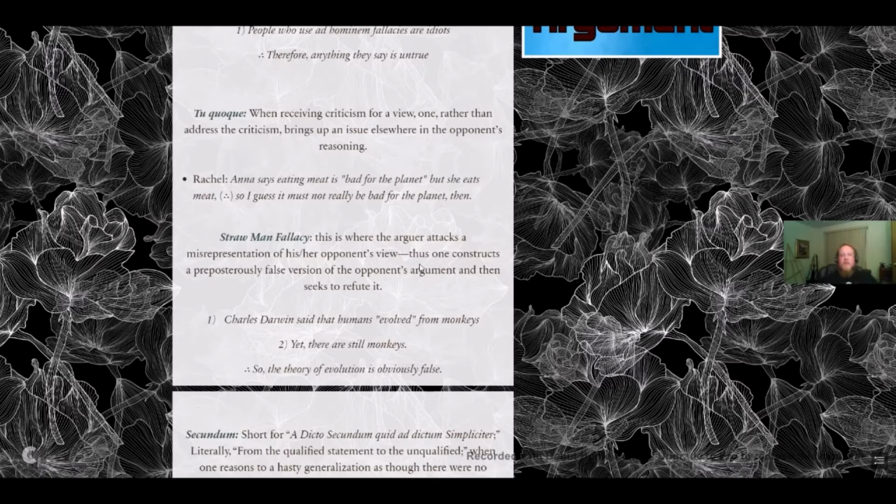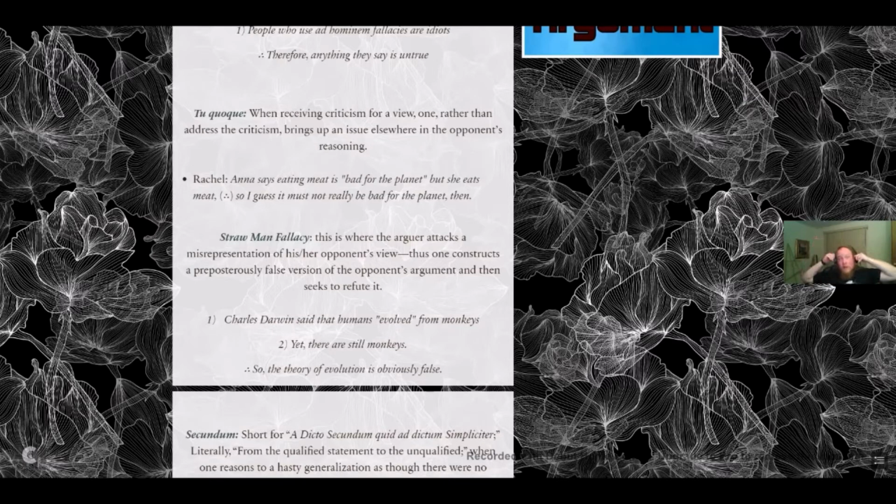And another form of ad hominem is the straw man fallacy, where you attack a misrepresentation of your opponent's view. So you say, oh, these people believe this. You construct a made-up version of what somebody's saying, where it's not really what they're saying. And then you basically try and beat it up, and you're like, I beat them. But no, you didn't beat them up. You beat up literally the mannequin version of their argument.